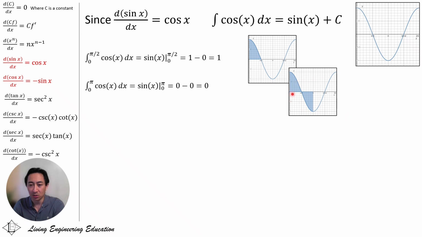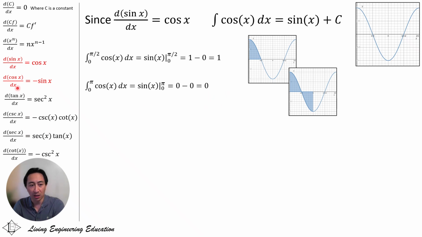Here's my 0 to pi. There's the integral is equal to 1. The area is equal to 1 here. This one's below the x-axis, so we know that that's going to give me a negative value. That's basically going to mirror that. So they cancel each other out and give me 0.